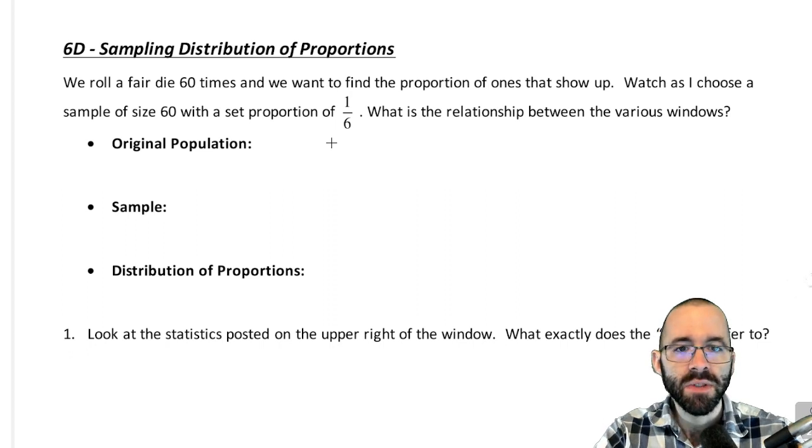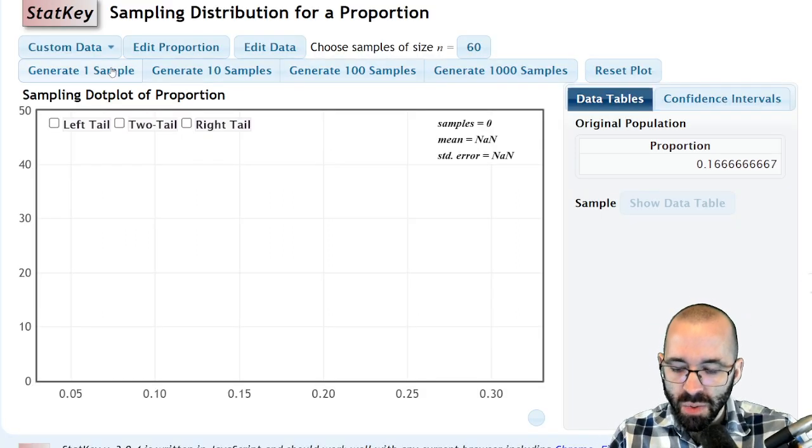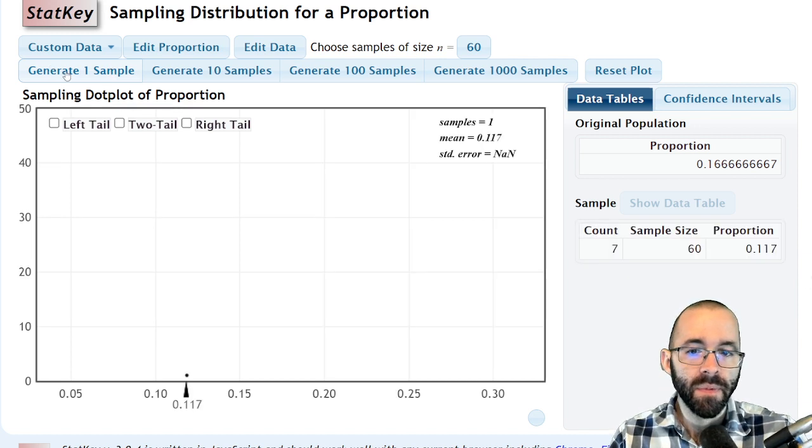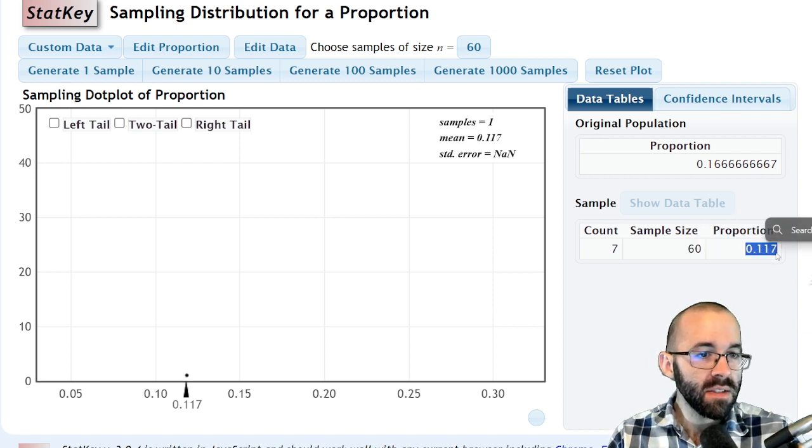Okay, so let's roll some fake dice. So here's how this website works. I'm going to roll 60 dice one time. All right, I rolled 60 dice. 7 of them were ones out of our sample size of 60. What proportion were ones? About 12%, about 11.7% were ones.